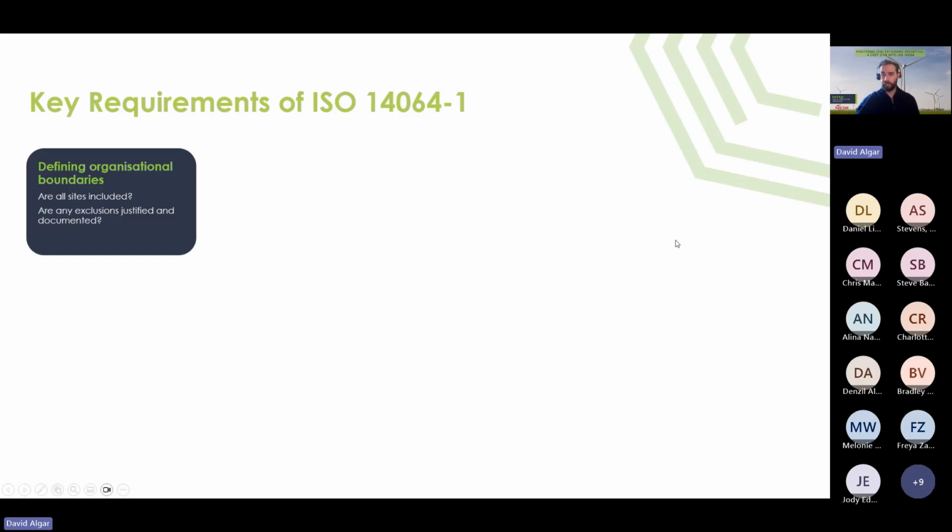Usually this is done via the operational control approach. So most organizations will look at the sites that they've got operational control over and include them.